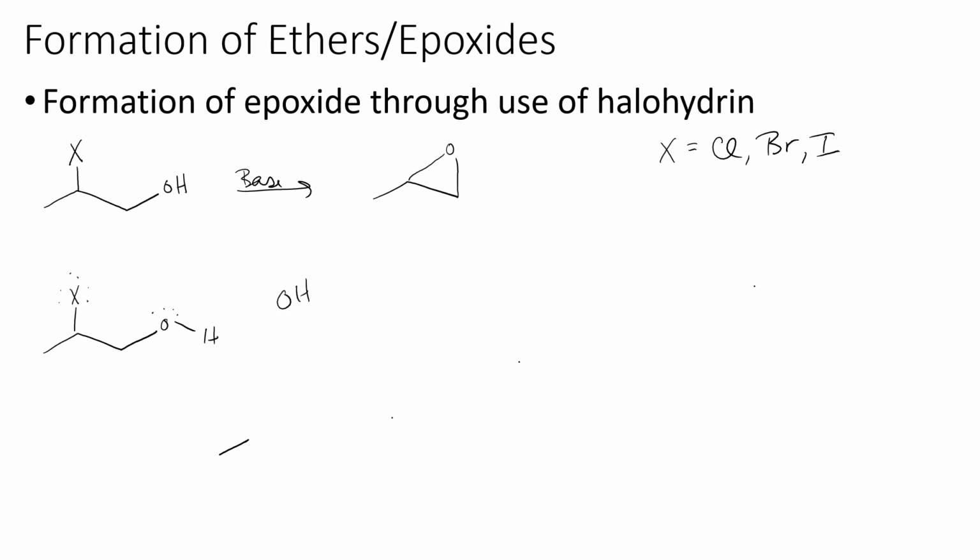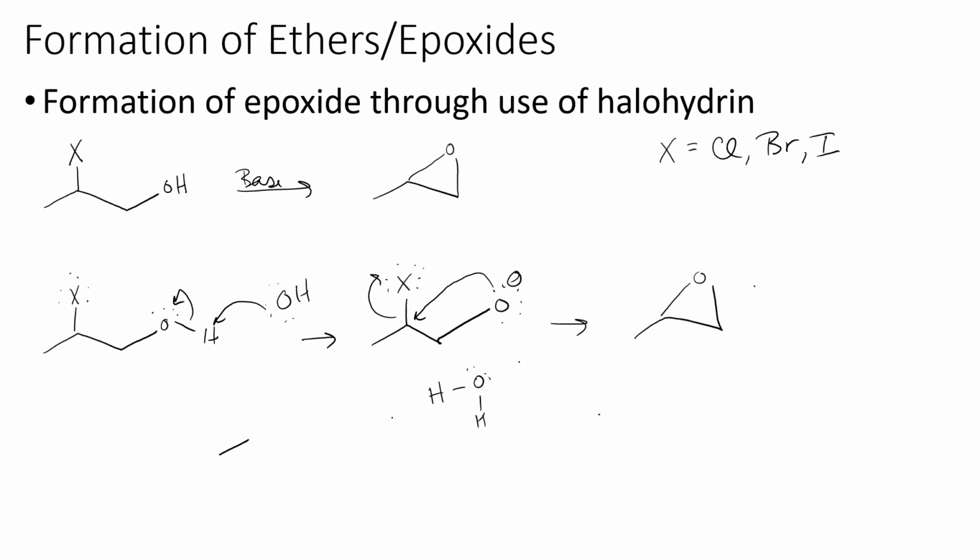So under our basic conditions, we will deprotonate the alcohol that is on our halohydrin, generating the alkoxide anion there in our compound as well as water. From here, that negatively charged species is going to come in and drive off the halogen in that SN2-like mechanism to get us into our epoxide. So again, specifically using that halohydrin to produce the epoxide species.